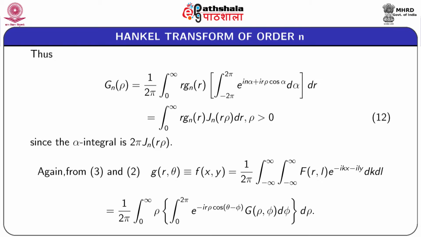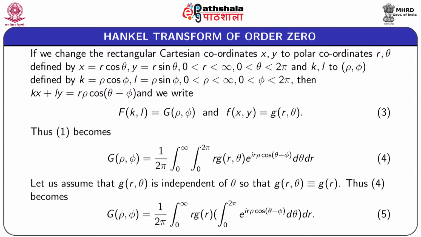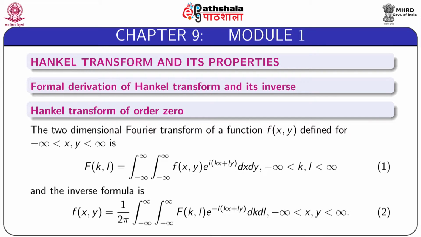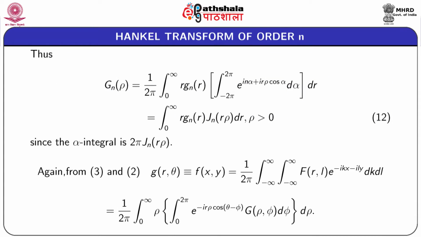Again, from equation 3 and 2, which are given by, this is equation 3 and this is equation 2, that is the 2-dimension Fourier inverse formula, we obtain g r theta equal to 1 by 2 pi double integral from minus infinity to plus infinity capital F k l e to the power minus I k x minus I l y, dk dl, which is equal to 1 by 2 pi integral from 0 to infinity rho into integral from 0 to 2 pi e to the power minus I r rho cos theta minus phi capital G rho phi, d rho.